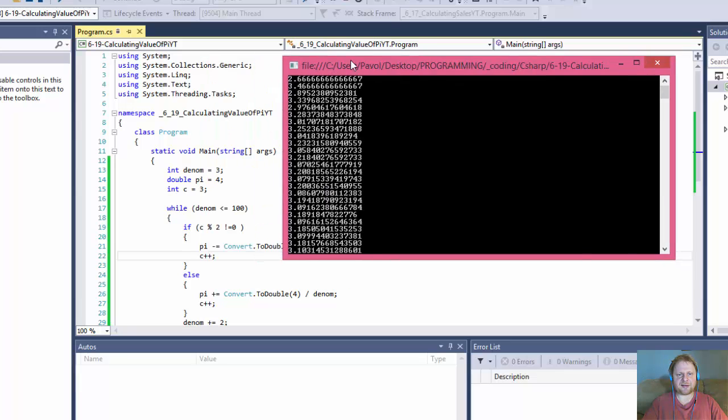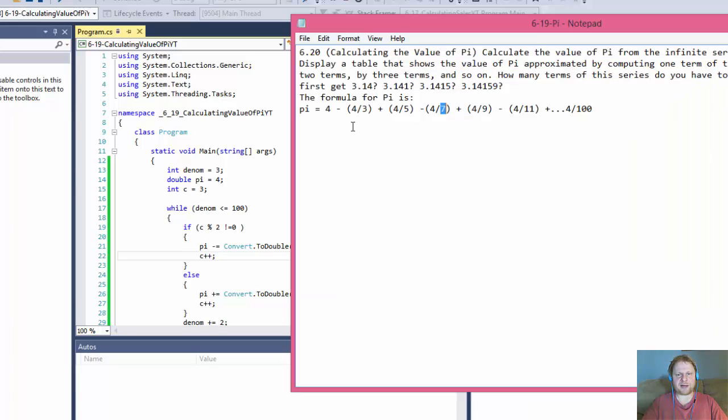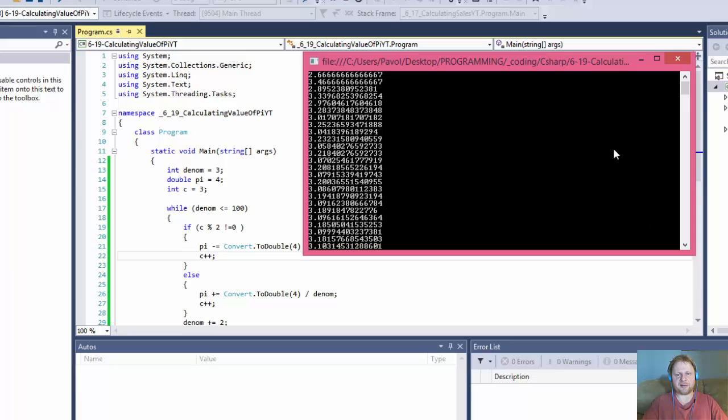So we start with 266, because remember, we are adding it with each loop. We are adding one more fraction to it. We start with 4 minus 4 thirds, then all of this, and all of this, and so forth. And we keep increasing that, so the precision should increase as well. But it doesn't seem to be exactly the case. It jumps like 311, 316, 311, 316, and so forth.